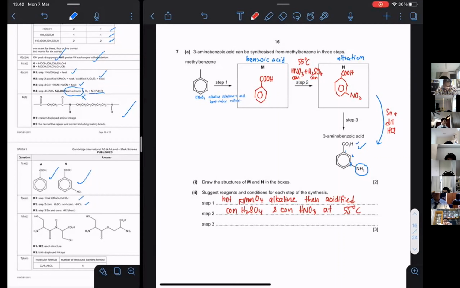And lastly, step number 3 is going to be Sn with concentrated HCl. I think maybe I'm wrong, it's not dilute, it's concentrated. So concentrated HCl, and then you heat. So these are the conditions.